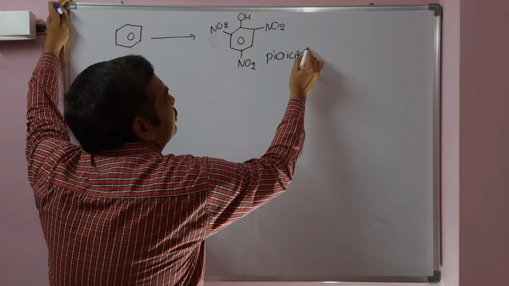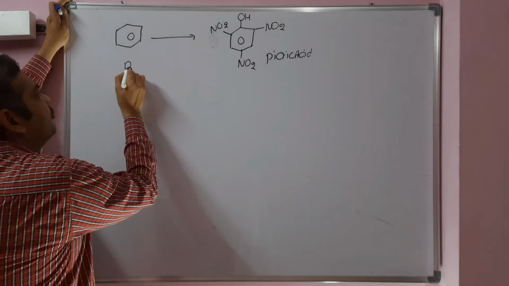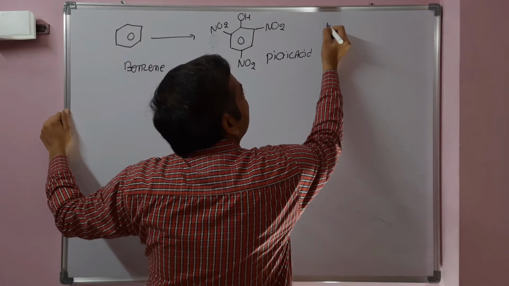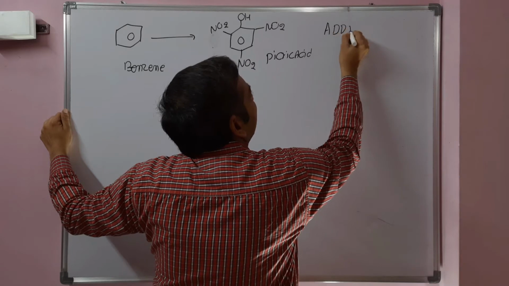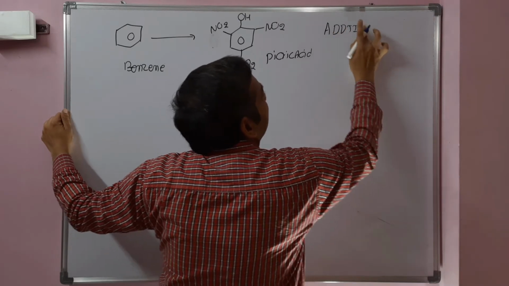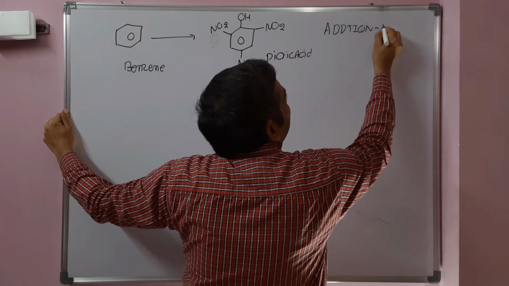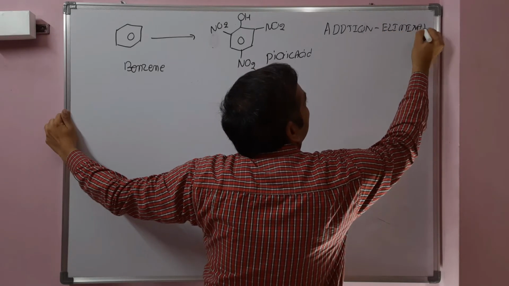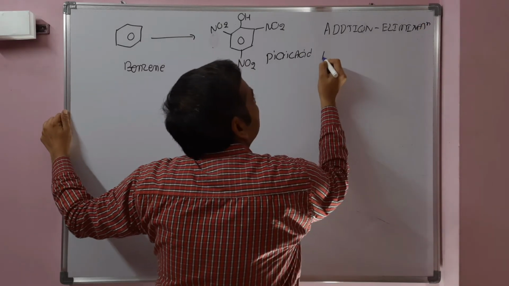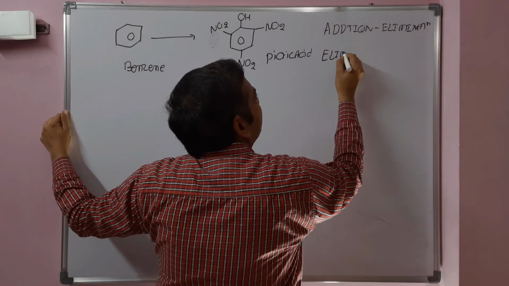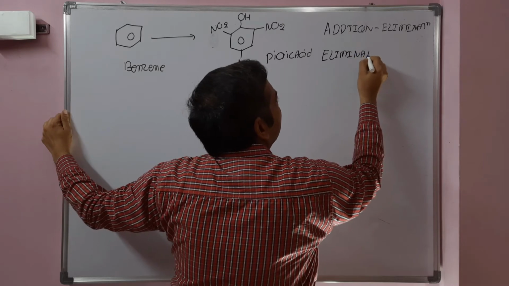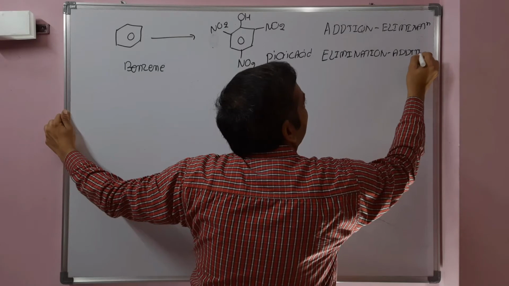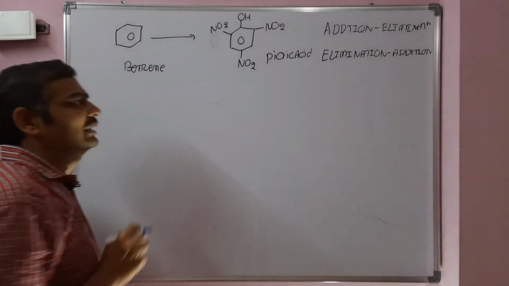we need to use 2 mechanisms. One is addition elimination method, and the second one is elimination addition method. By using 2 mechanisms, prepare picric acid from benzene.